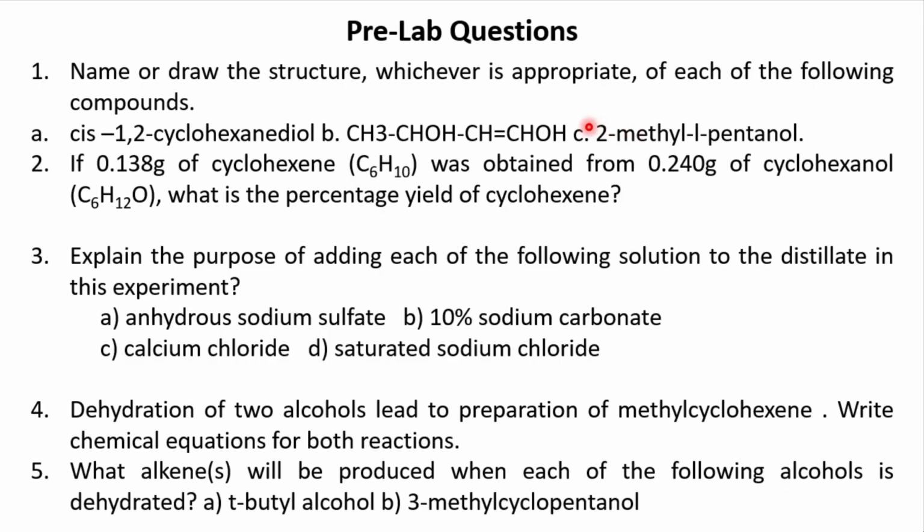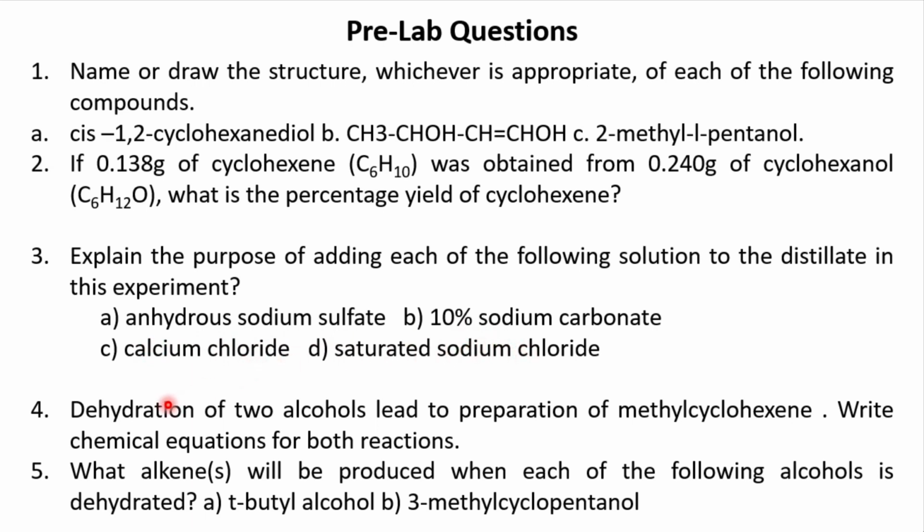Okay, so these are pre-lab questions that need to be addressed before starting the report writing, and this is just included to help you with your work. So you name or draw the structure, whichever is appropriate, of each of the following compounds. If 1.013 gram of cyclohexene was obtained from 0.240 gram of cyclohexanol, what is the percentage yield? So you should be able to calculate percentage yield, and what's the purpose of adding these reagents in the process of the experiment? What do they do?